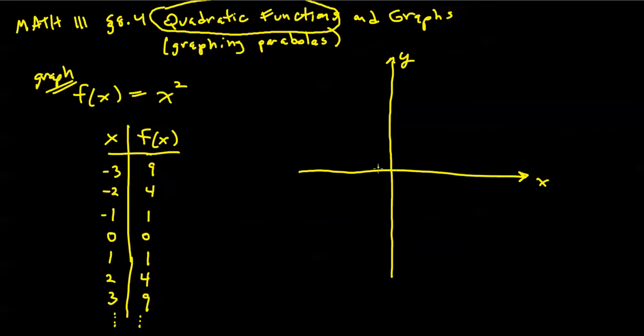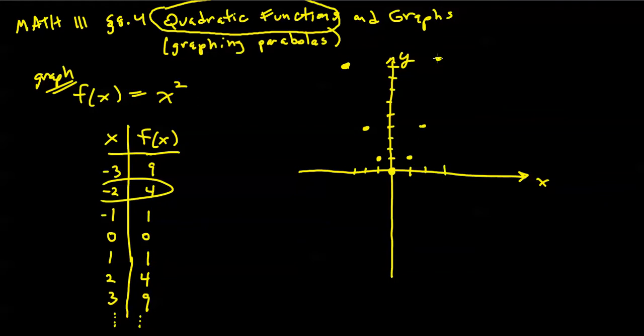If x is minus 3, y is positive 9. 1, 2, 3, 4, 5, 6, 7, 8, 9. I'll put it up here. If x is minus 2, y is 4. 1, 2, 3, 4. I'll put it here. If x is minus 1, y is 1. If x is 0, y is 0. If x is 1, y is 1. If x is 2, y is 4. And I think we get the idea here.